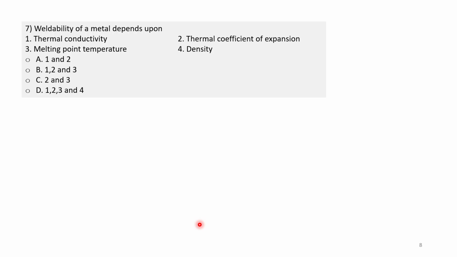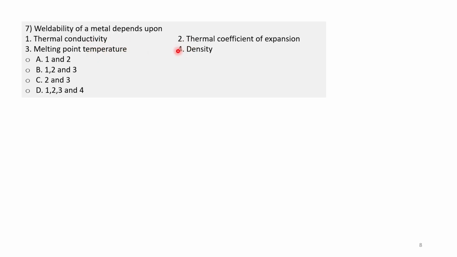Next question is, weldability of metal depends upon: thermal conductivity of material, thermal coefficient of expansion, melting point temperature, and density. Your options are 1 and 2, a combination of 1 and 2, 1, 2, 3, or 2 and 3, or 1, 2, 3, 4, all are correct. So which one should be the correct answer?